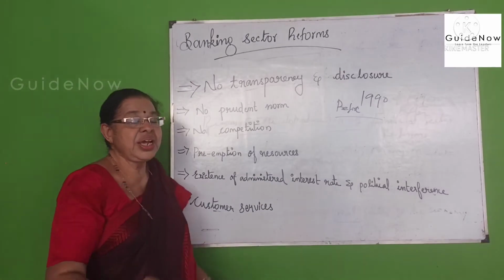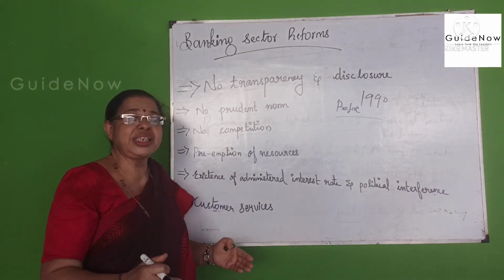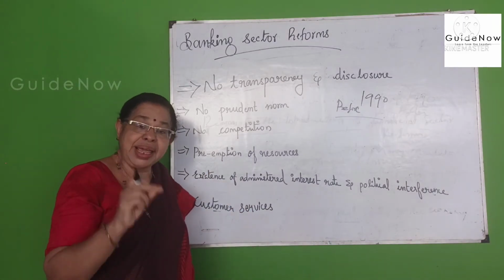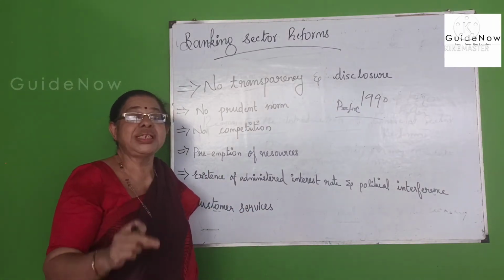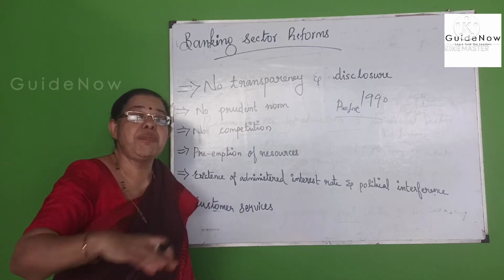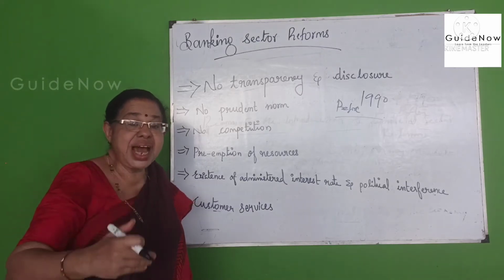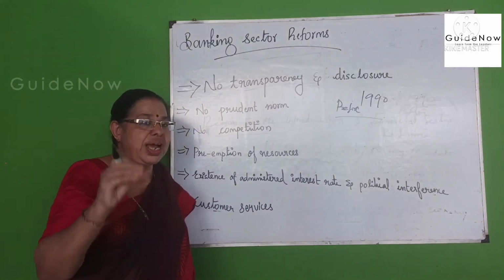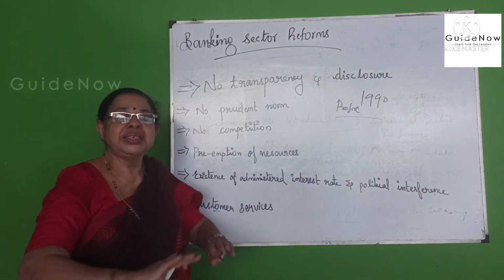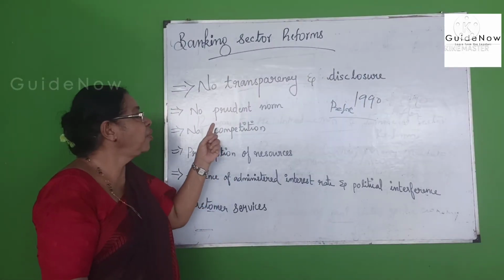In the case of the banking sector, which are the main problems? The first is no transparency and disclosure. There is no transparency and disclosure about the working policy of the bank or the accounting policies of the bank. This is not transparent, not revealed or open. Next we move to the second important point.